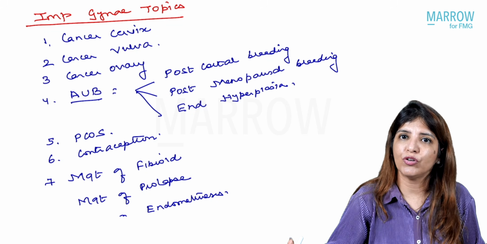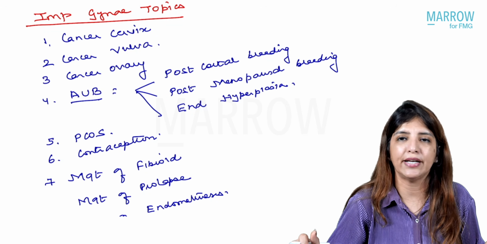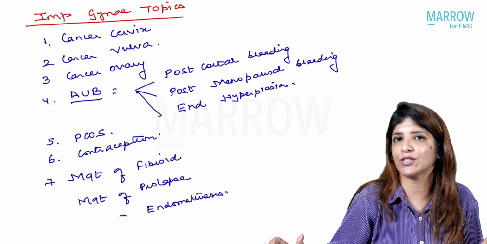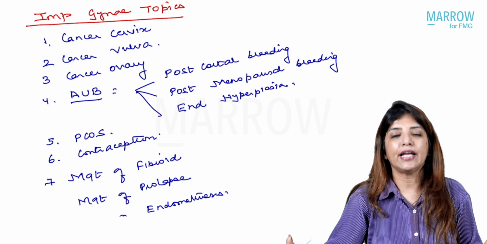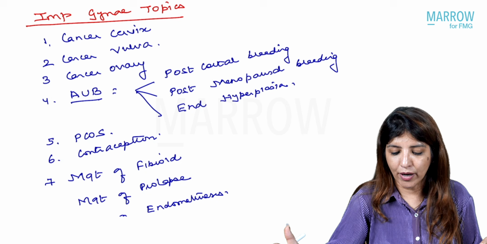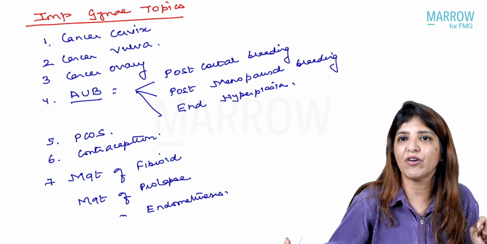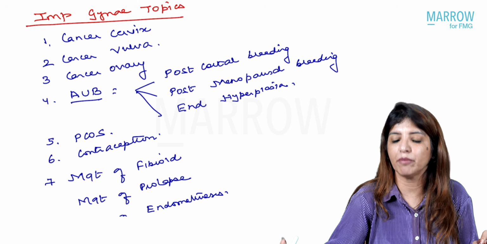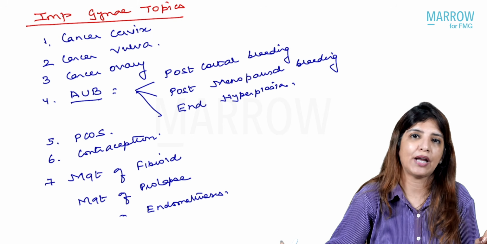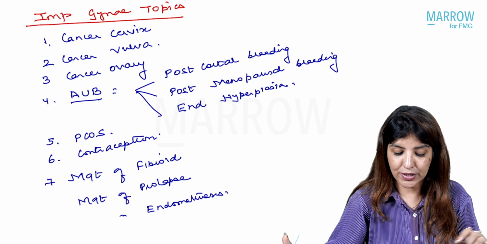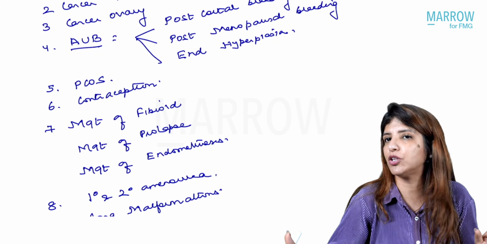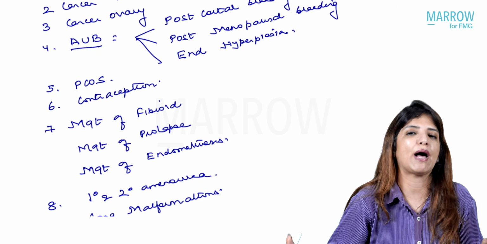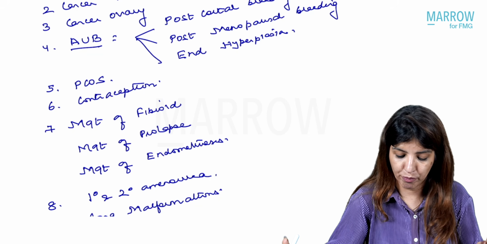Then cancer ovary. In cancer ovary, again, you can let go the staging of cancer ovary, but other than that, everything about cancer ovary is important. Then in atypical uterine bleeding, I want you to be specific on postcoital bleeding. They ask you specifically questions on postcoital bleeding, postmenopausal bleeding, and endometrial hyperplasias. PCOS is very important. Contraception, everything on contraception is important. Management of fibroid, management of prolapse, management of endometriosis is important.